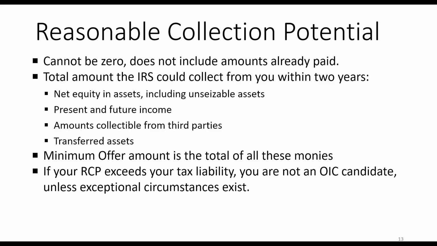Because again, we're looking at the client's ability to pay. Again, we're looking at the analysis under the Form 433, A or B, depending on your clients. We're looking at amounts collectible from third parties. This could be a note receivable or an account receivable. So if there are other things due from other parties, those are assets the government could go and collect.